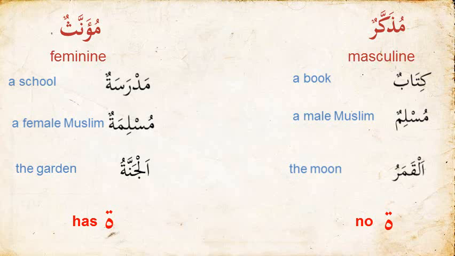And when it comes to isms dealing with people, there will be a male version and a female version. But when it comes to other inanimate, non-human isms, there would be either a male version or a female version, not both.